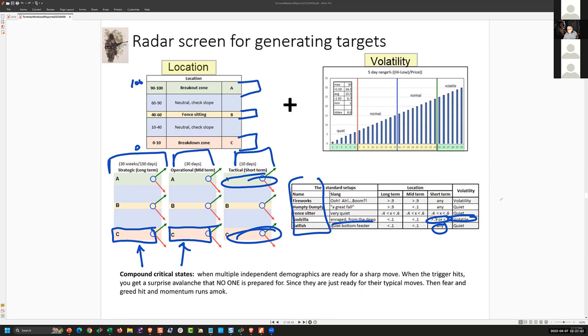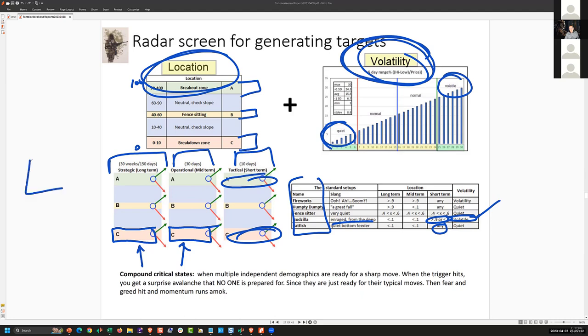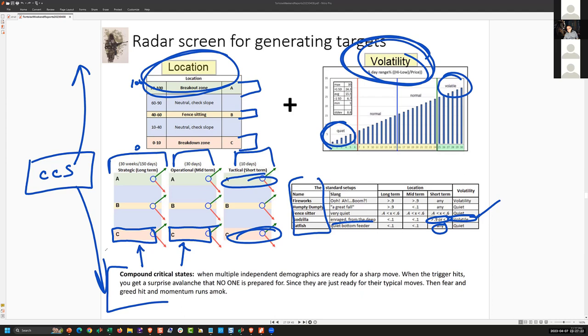But I also want him to be very volatile. I actually don't mind if he's very quiet too. When you get the combination of exceptional location and volatility, you have in the sniper a compound critical state where the targets that hit those criteria are the most likely to make big, sudden, sharp moves the next day, which we can frame and crush with the minimum manageable risk box.